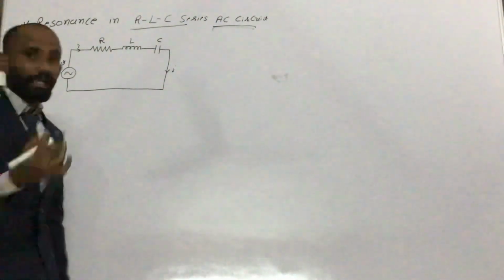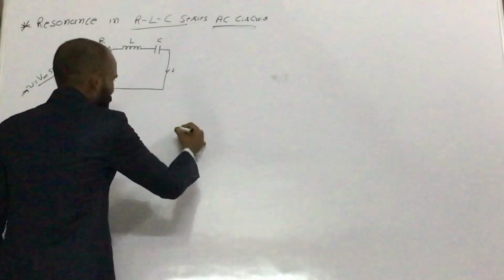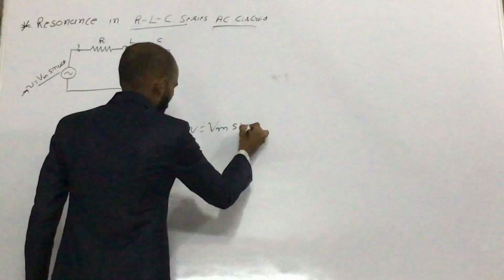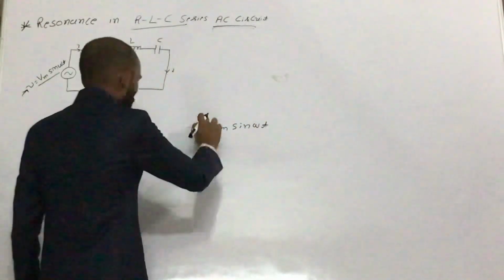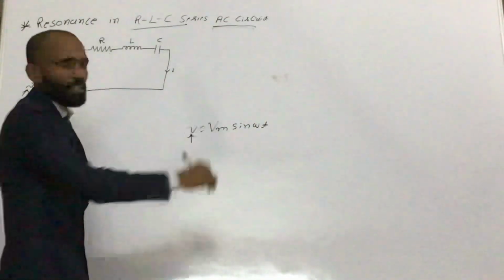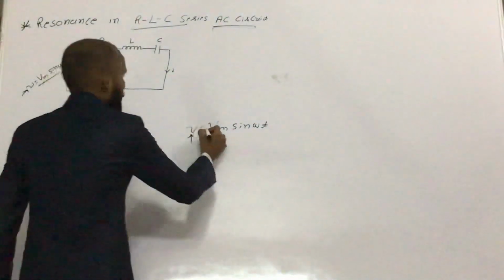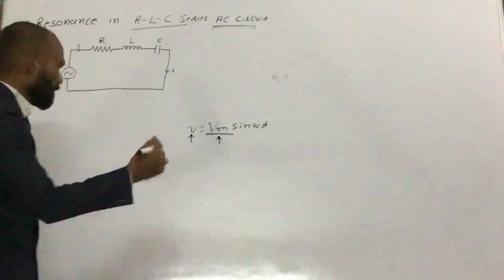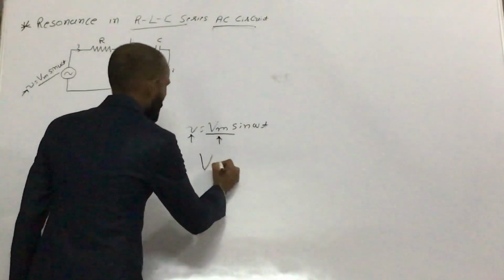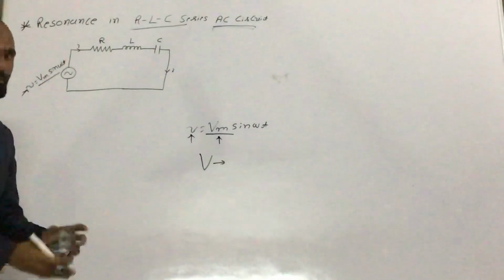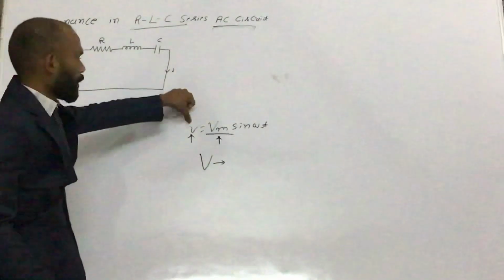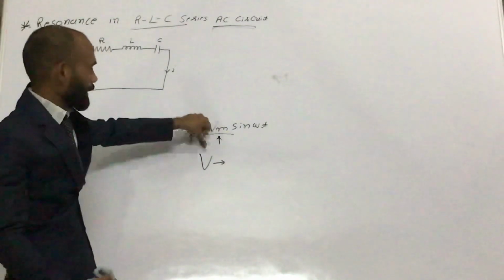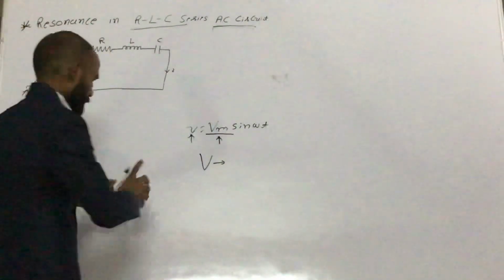Because we know that in an AC circuit, voltage can be represented by v = Vm sin omega t, where the small v represents the instantaneous value of the voltage, capital V suffix m represents the maximum value of the voltage, and simply capital V is the RMS value of the voltage. There are three types of voltage: small v is instantaneous, Vm is maximum, and capital V is the RMS value.